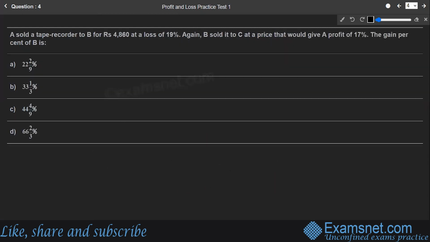Now, A sold a tape recorder to B for rupees 4860 at a loss of 19%. Again, B sold it to C at a price that would give A a profit of 17%, the gain percent of B. So there's a deal happening. A is giving it to B and B is ultimately giving it to C. What are they doing? A sold a tape recorder to B for rupees 4860. So the price that B paid was 4860, and A suffered a loss of 19%.